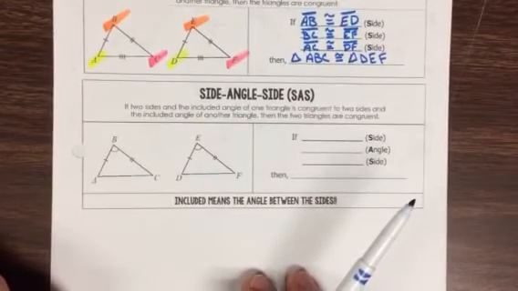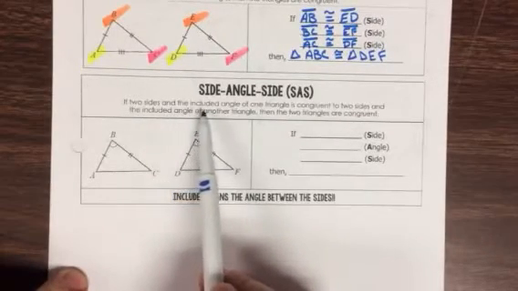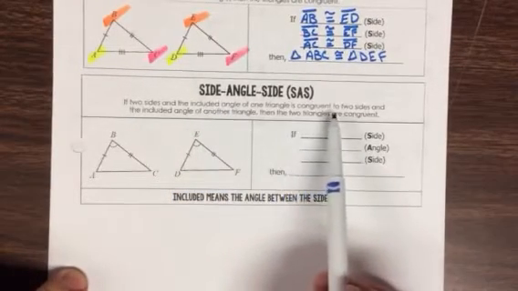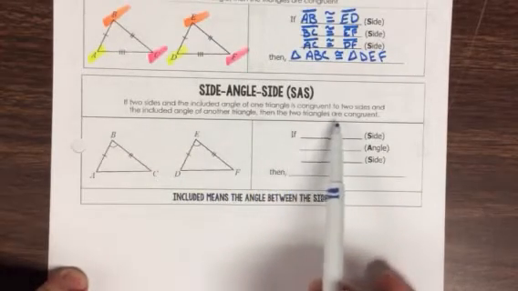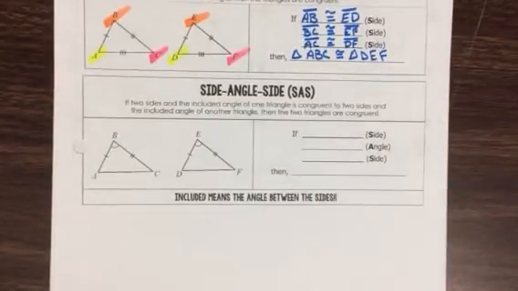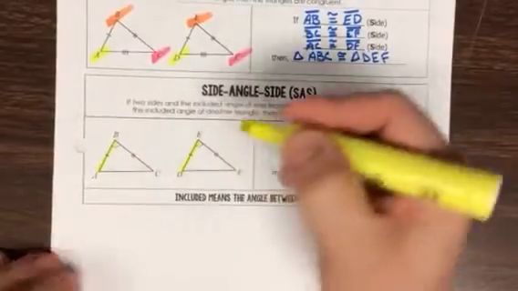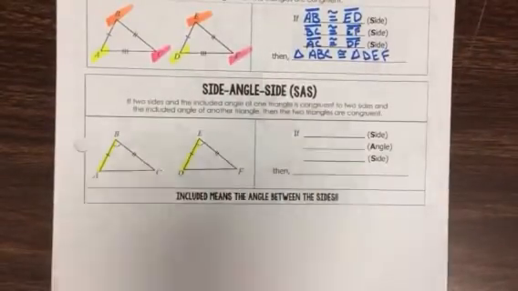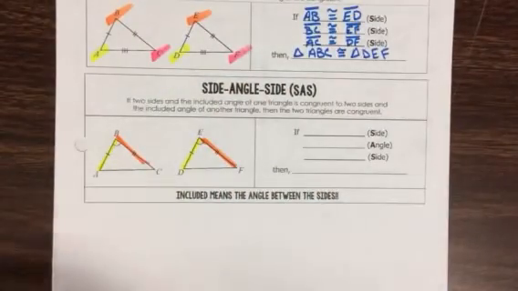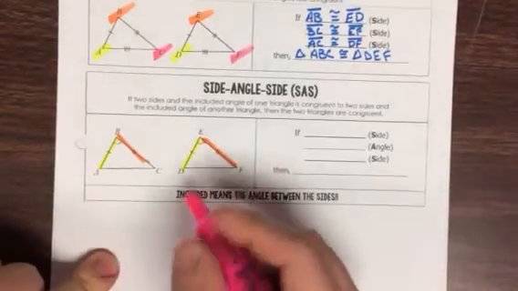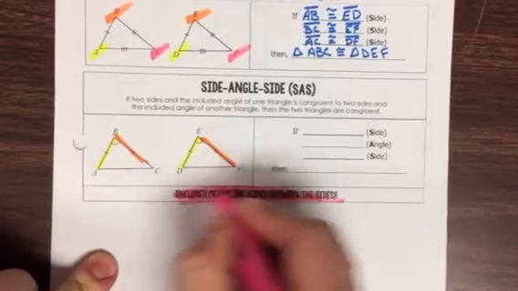The next option we're going to talk about is the side-angle-side postulate. If two sides and the included angle of one triangle is congruent to two sides and the included angle of another triangle, then the two triangles must also be congruent. So right here, two sides, got side AB and ED, work together. Got side BC and EF that work together, and the included angle, which if you notice down here it says included means between the sides.